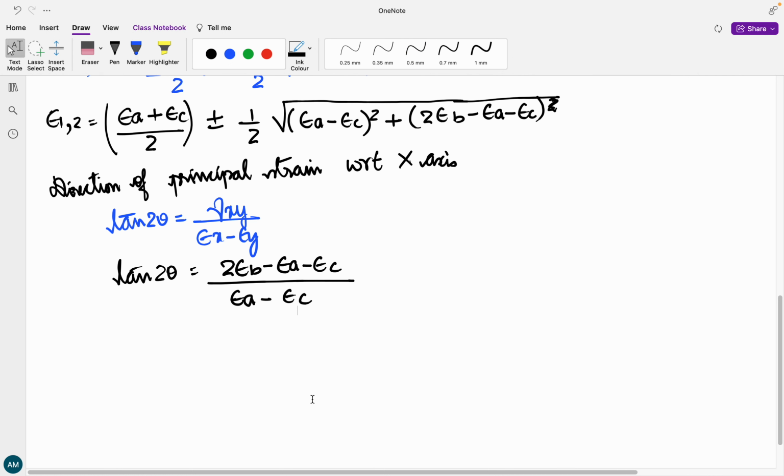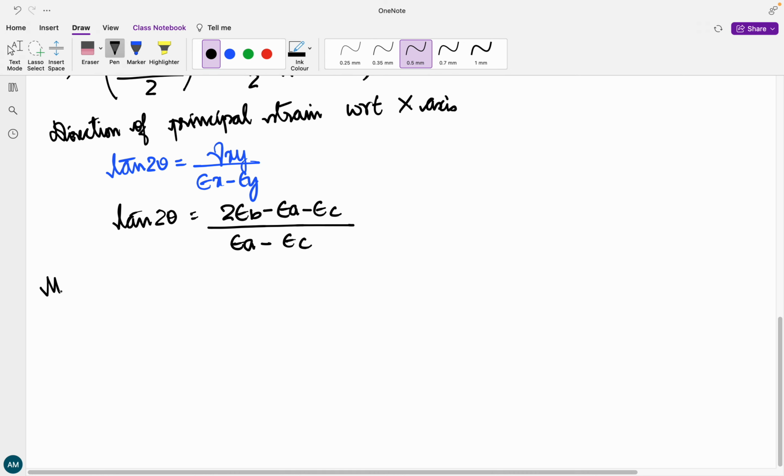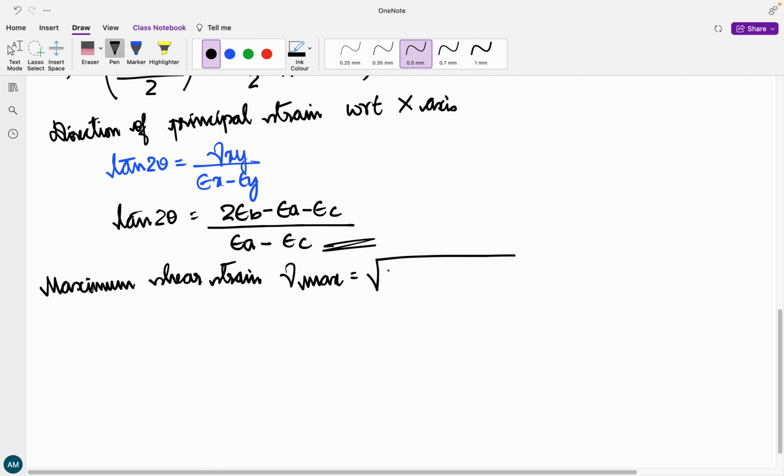Alright, we can also find the values of maximum shear strain. So it is gamma max, which is equal to under root epsilon x minus epsilon y the whole square plus gamma square xy. Then principal stresses also can be found. They are going to extend the question and ask you to find maximum shear strain, principal stresses with respect to just giving the strain values.